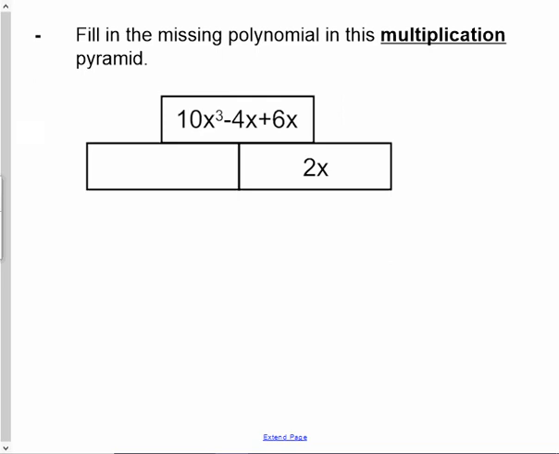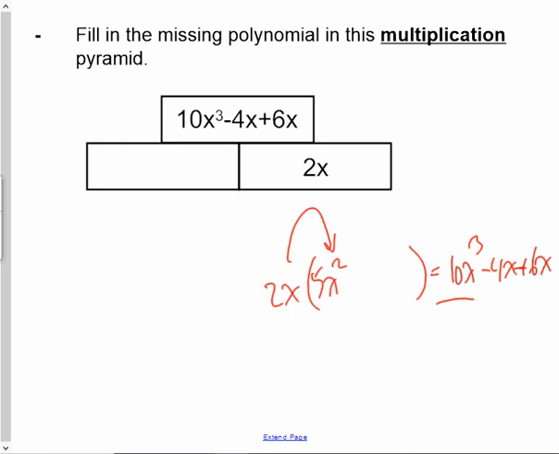The next one is a multiplication pyramid. So I'd say, what did I multiply 2x by, what trinomial, to get 10x cubed minus 4x squared plus 6x? This is really what the question is. So 2x times what gave me this 10x cubed? The answer would be 5x squared.